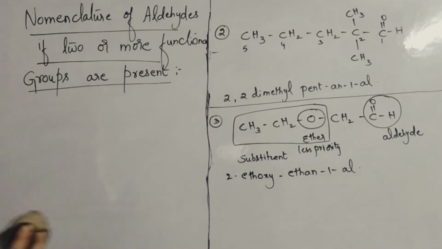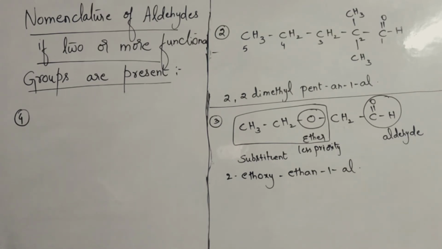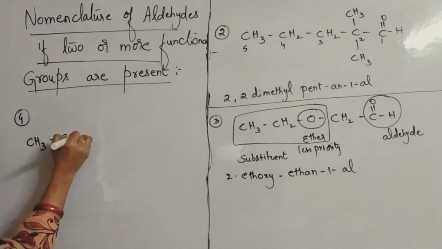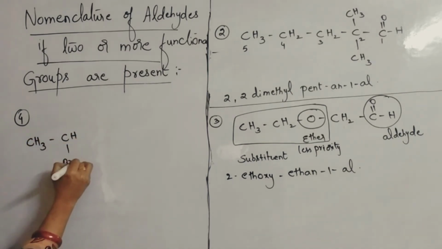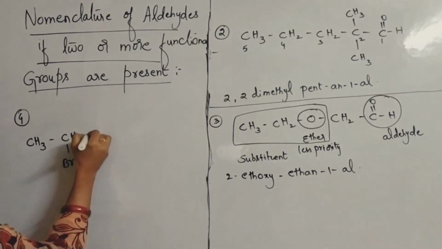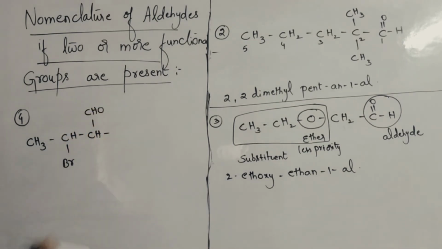Okay, so we'll go for the next example. Example 4. CH3, CH, here one bromine is connected, and then CH. Here CHO is there. One aldehyde is connected.